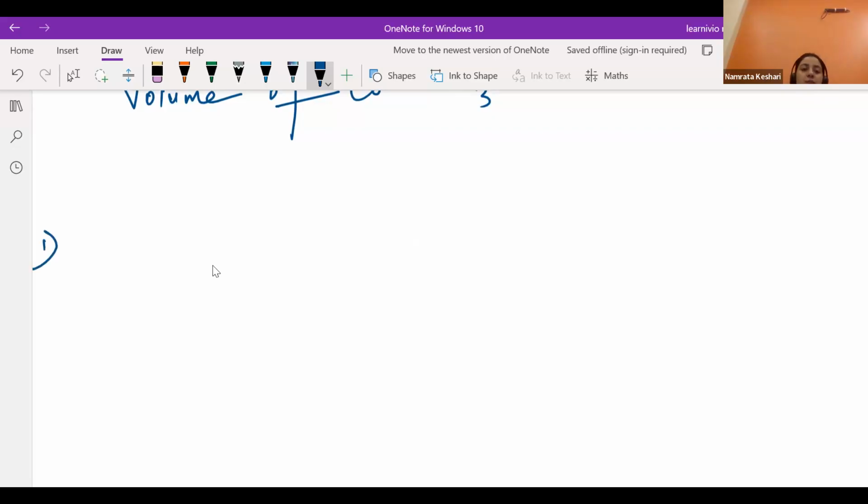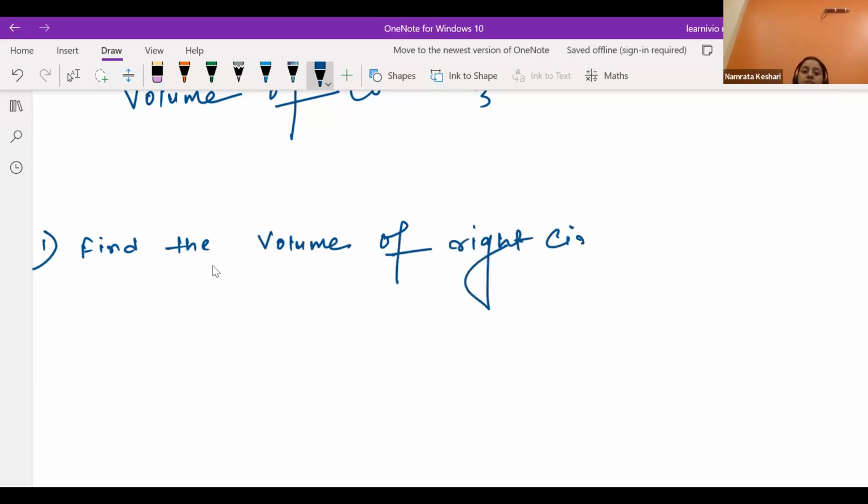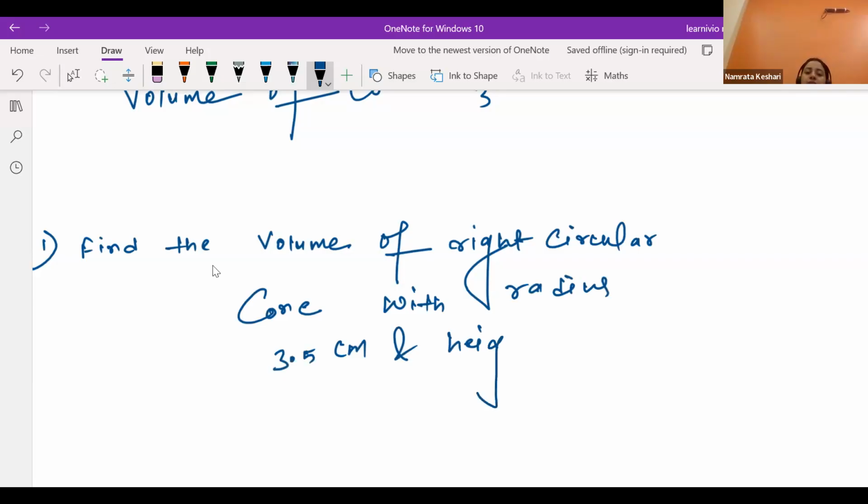So the first question, just formula based: find the volume of a right circular cone with radius 3.5 centimeter, height 12 centimeter. Please do it now. Give me a moment.